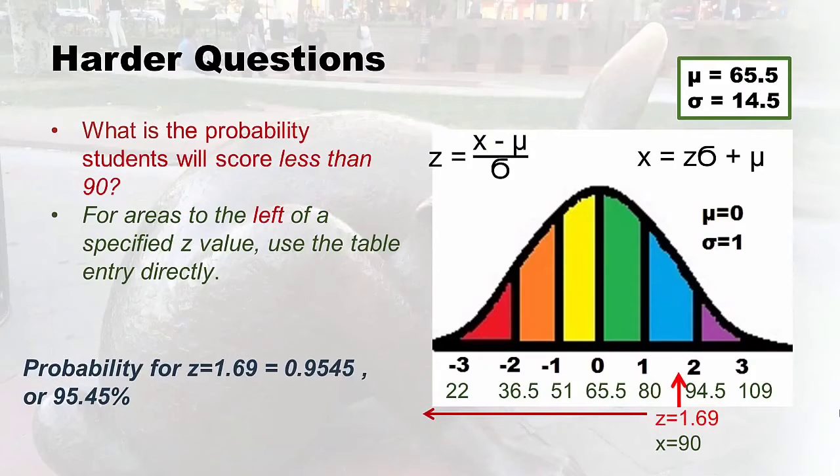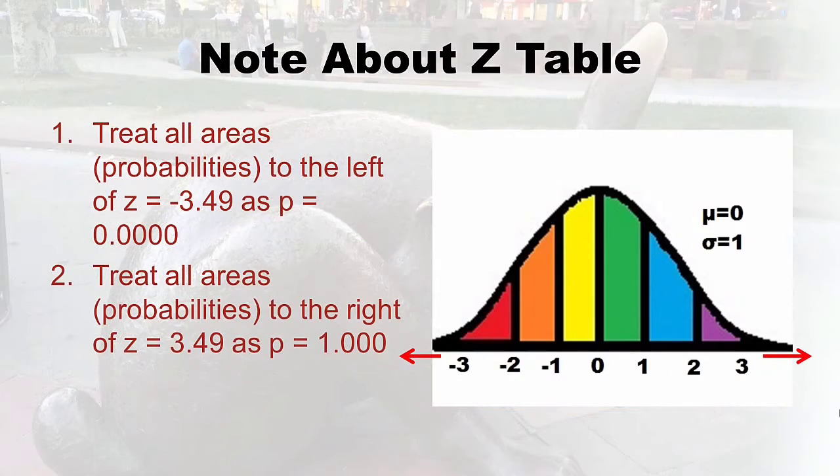So that's easy, right? For the areas to the left of the specified z value, just use the table directly. So when we looked up z equals 1.69, we got 0.9545. So that's the answer. It's 95.45% of the curve is below z equals 1.69, or below x equals 90.